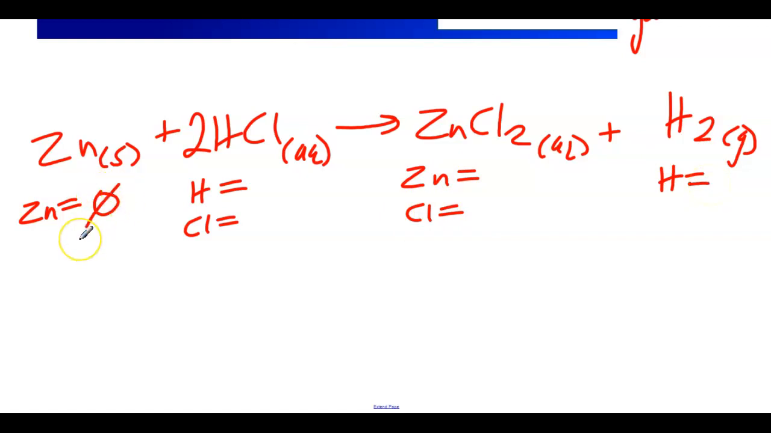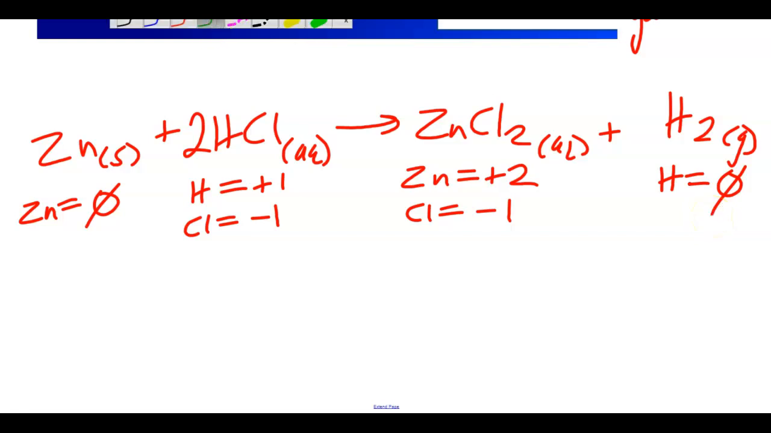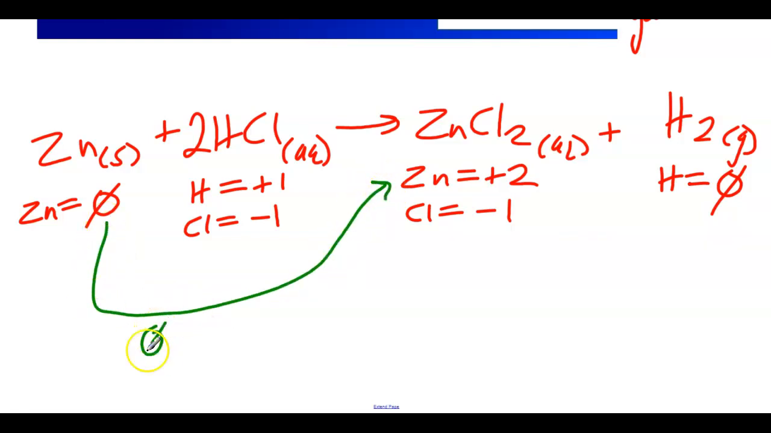So zinc is in its elemental form, so that's 0. Hydrogen's +1, chlorine is -1. These are regular ions. Zinc is +2, and hydrogen is 0 because it's in its elemental form. So if we look to see what is changing, zinc, for example, is going from 0 to +2. So it's losing 2 electrons in the process of this reaction.